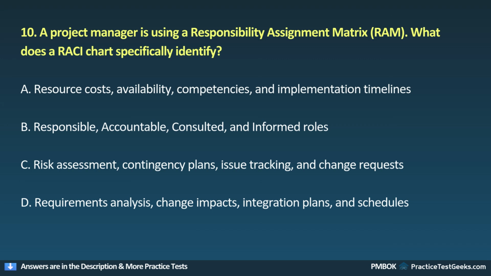10. A project manager is using a responsibility assignment matrix, RAM. What does a RACI chart specifically identify? A. Resource costs, availability, competencies, and implementation timelines. B. Responsible, accountable, consulted, and informed roles. C. Risk assessment, contingency plans, issue tracking, and change requests. D. Requirements analysis, change impacts, integration plans, and schedules.